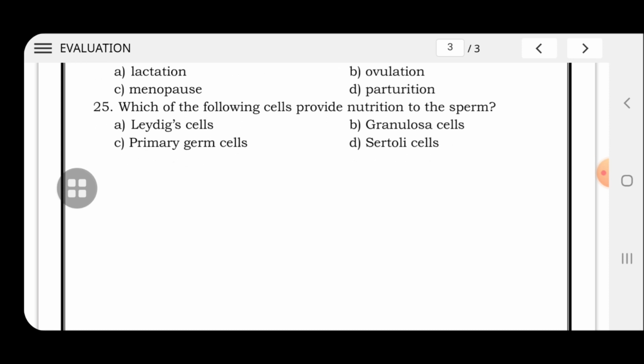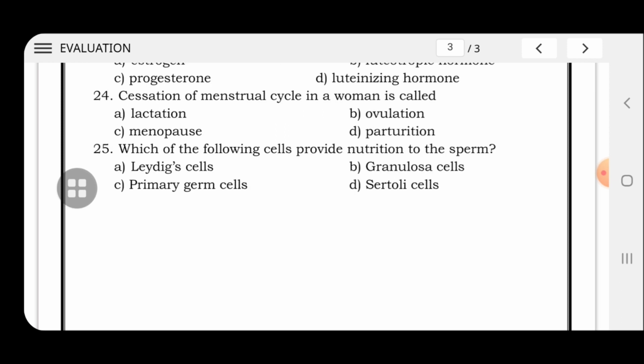Which of the following cells provide nutrition to the sperms? Here there are four options given: Leydig cells, granulosa cells, primary germ cells, Sertoli cells. Leydig cells and Sertoli cells exist in the seminiferous tubules. Out of these two, Sertoli cells provide nutrition to the developing spermatozoa. So here Sertoli cells is the correct answer.